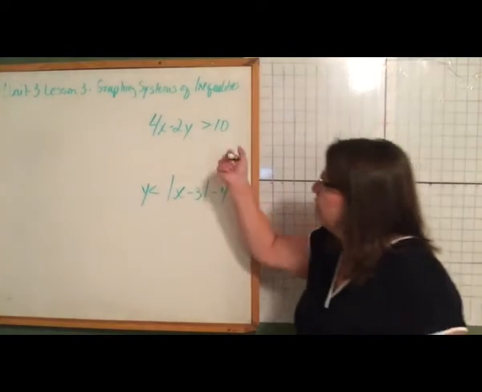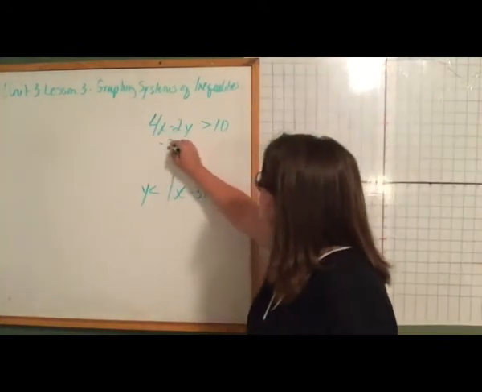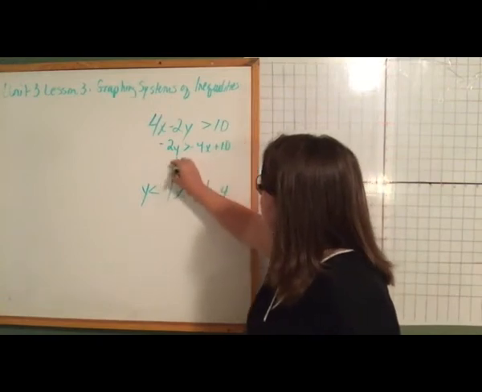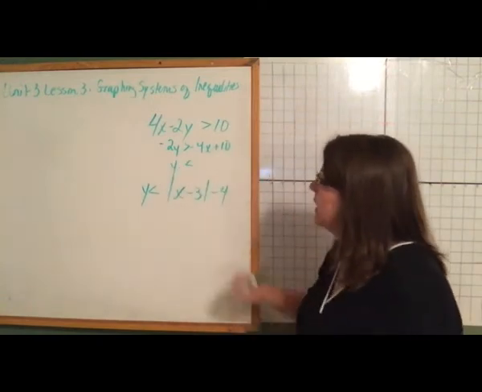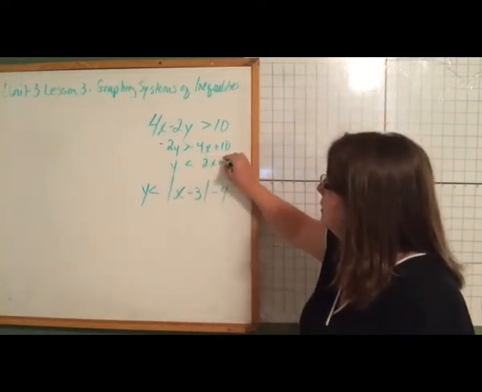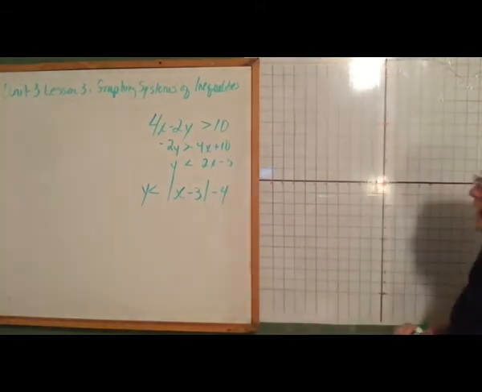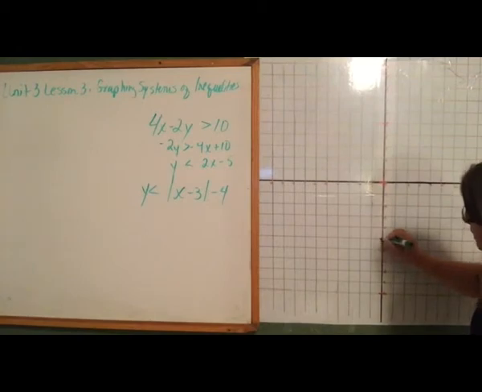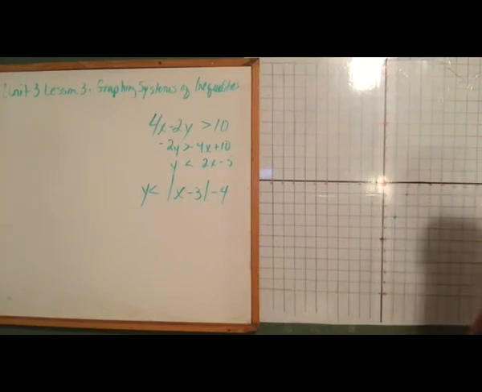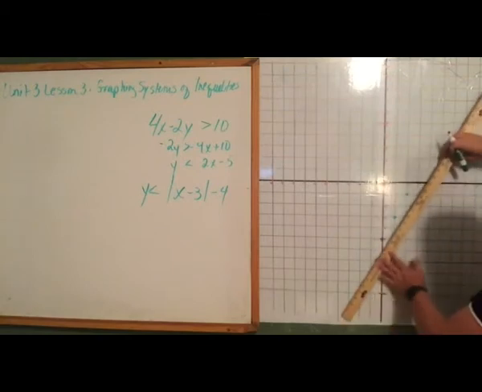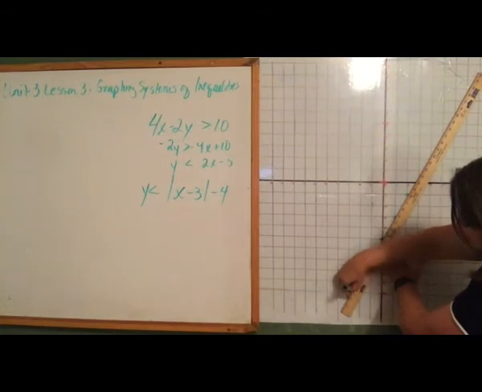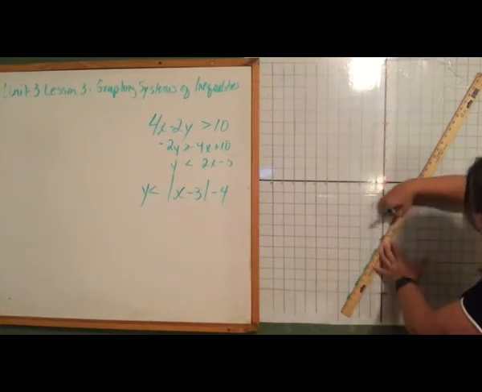So for this one, I'm going to get y by itself. Divide by -2, that flips the inequality around. So I end up with y is less than 2x minus 5. So I go down to -5. I go up 2, right 1. Up 2, right 1. I could continue that pattern. This one is a dotted line. So I'm going to draw a dotted line as I go.